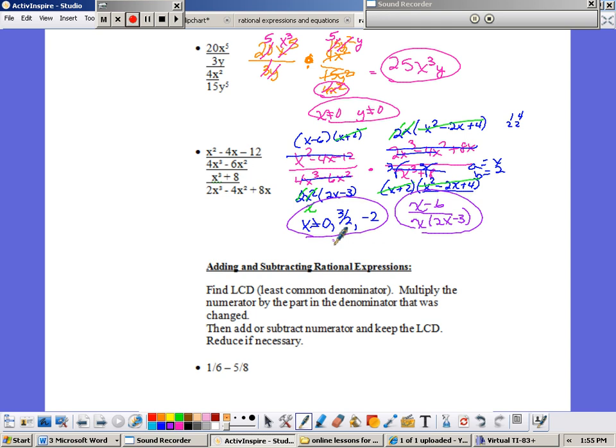Now, I want to remind you about adding and subtracting. Adding and subtracting gets harder because in adding and subtracting, you need to have a common denominator. So for us to do 1 over 6 minus 5/8, we'd have to find a common denominator between 6 and 8, which is 24. To go from 6 to 24 multiplied by 4, so I had to multiply the top by 4. To go 8 to 24, I had to multiply by 3, I had to multiply the top by 3.